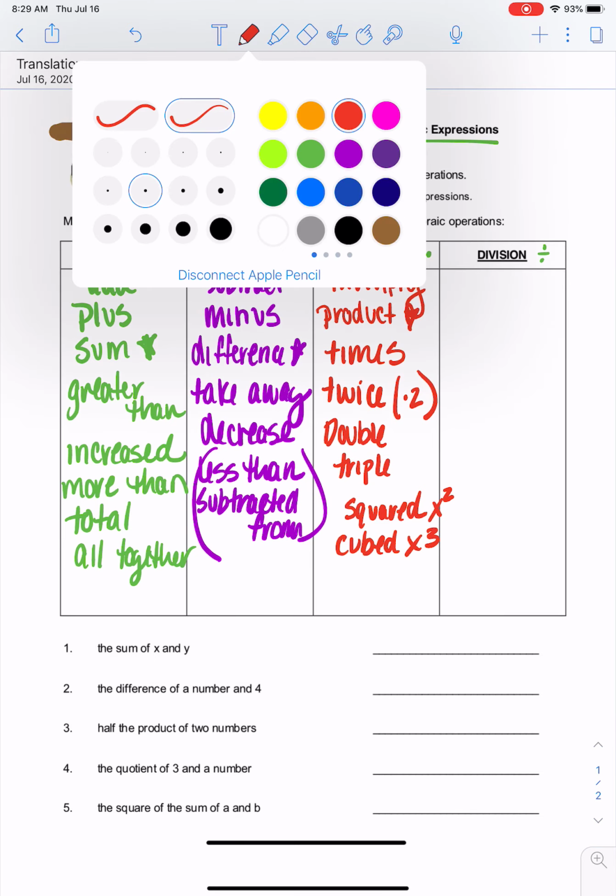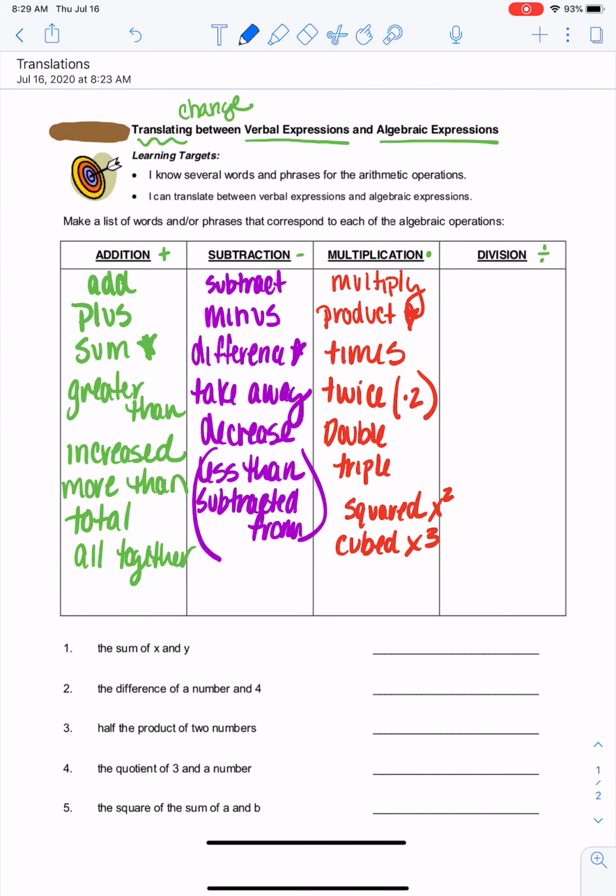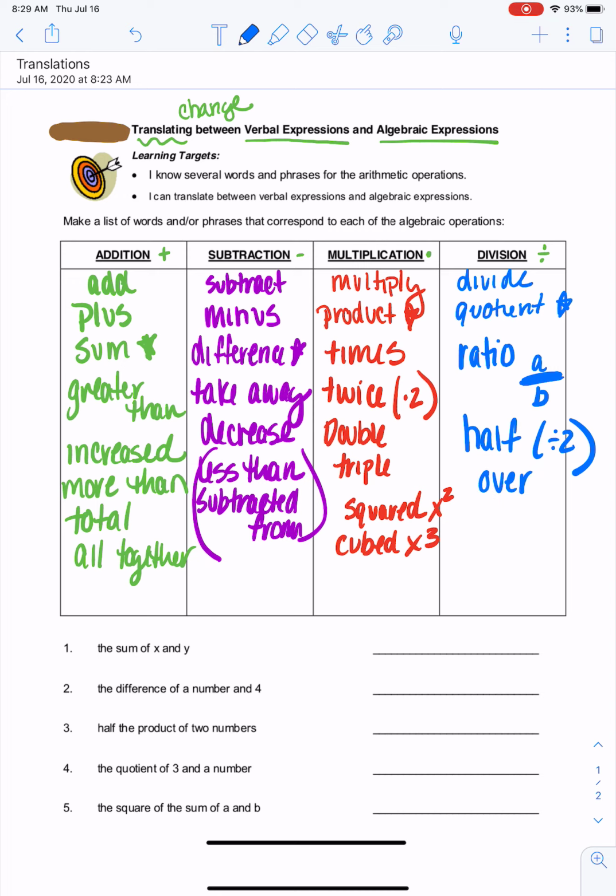And then lastly, our division. So if I have division, of course, it's going to be divide. One that people forget is quotient. It's an important one to remember. Now, if you see the word ratio, that just means a fraction. So the ratio of A to B. And remember, anytime you have a fraction bar like that, that means to divide them. Half of something means to divide by 2. If it says over, that's going to tell you it's a fraction. And then just lastly, divided by.